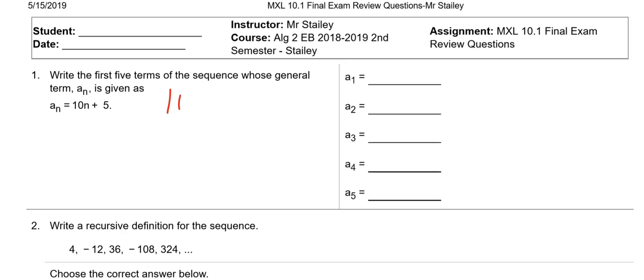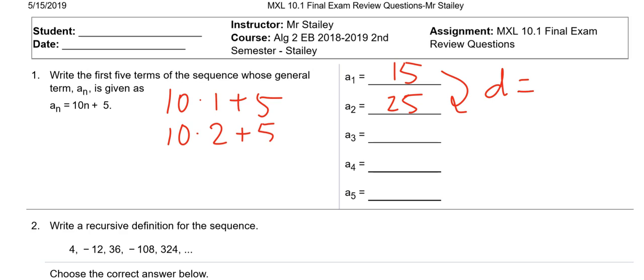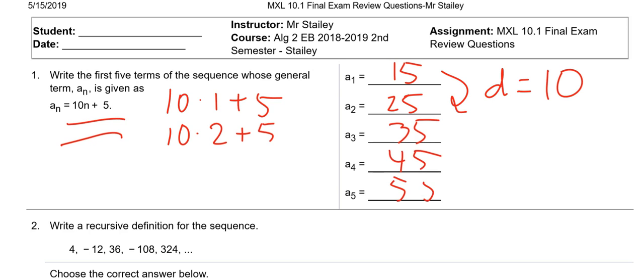So we got a 10 times 1 plus 5. What did you get? 15. And what's next? Hopefully what you would see is that there's a common difference. What's the common difference between the terms since this is arithmetic? 10. Where do you see that in the formula? That's the slope, isn't it? So it shouldn't be that hard to fill in the other ones, right? Once you understand the pattern.